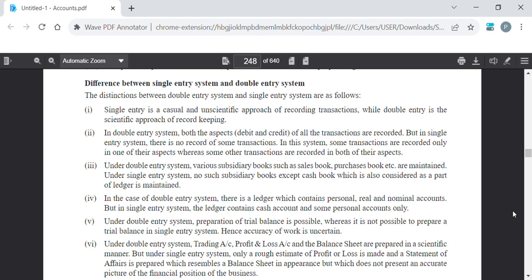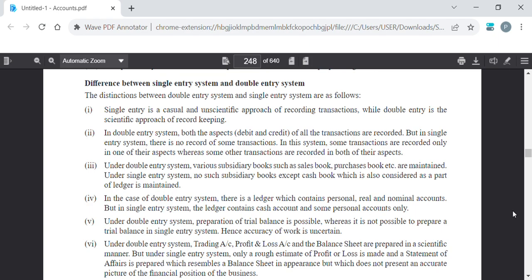Okay, in double entry system, what do you do? Suppose you have made a payment towards purchase of an asset in cash. That is double entry system. Now, under single entry system, it is casual. So, if you purchase here, you directly make a list and write that I have purchased machinery on so and so date.